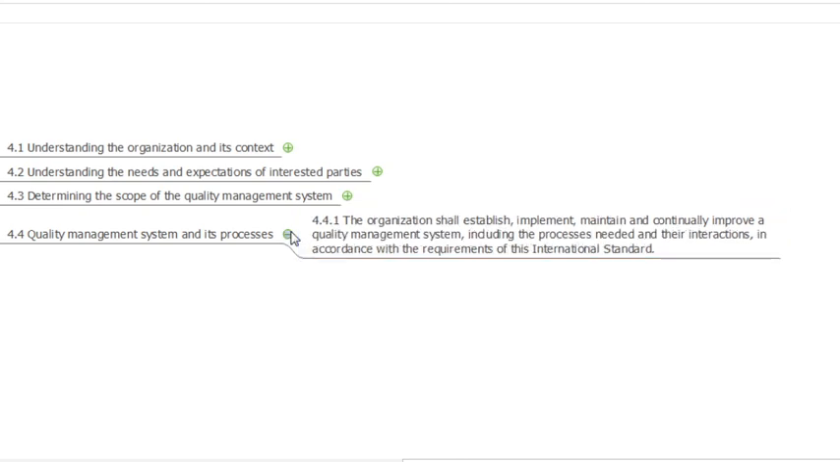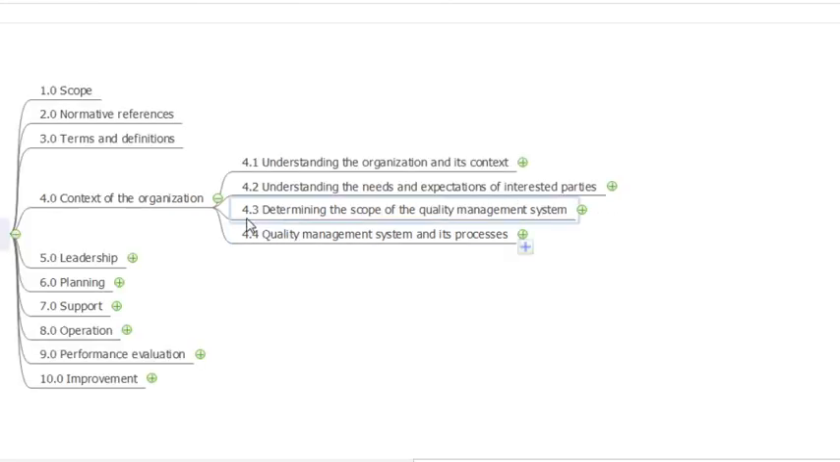So basically this clause number 4, context of organization, is talking about the overall working approach of the organization and its scope. So clause number 4, we have covered a little bit here. In a later video we will cover it again throughout the whole requirement with examples.